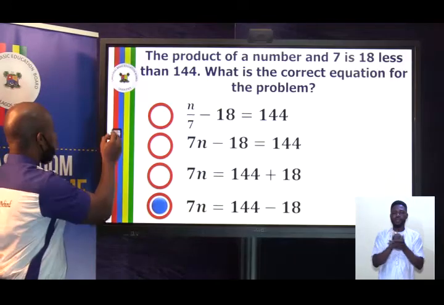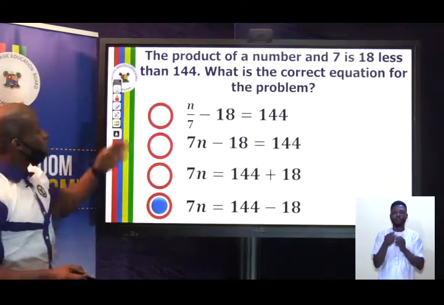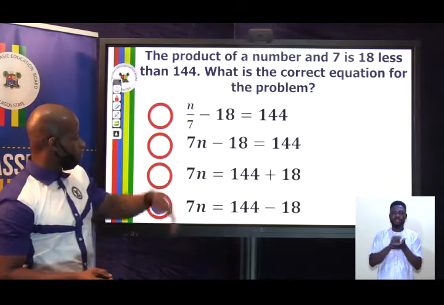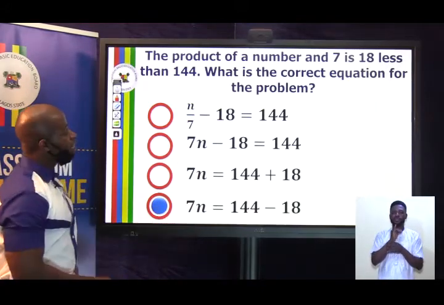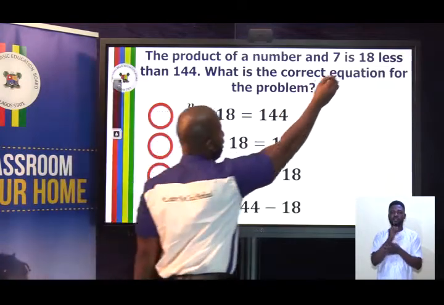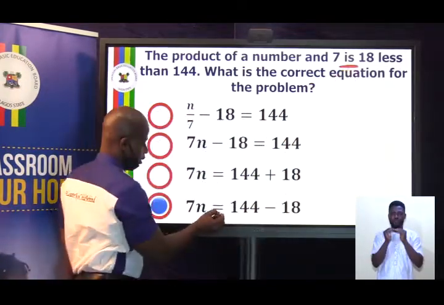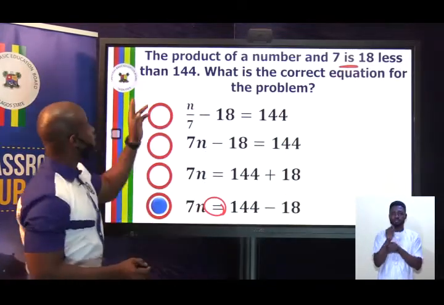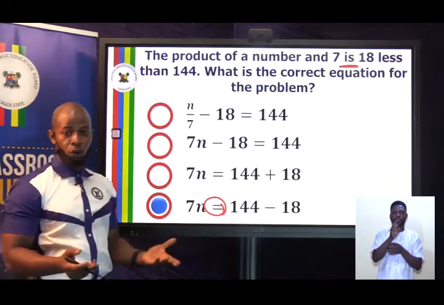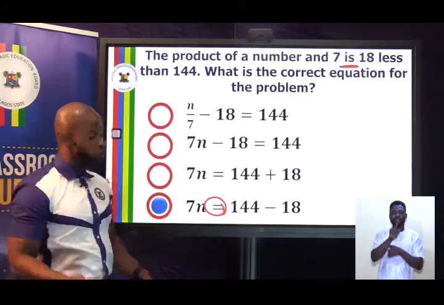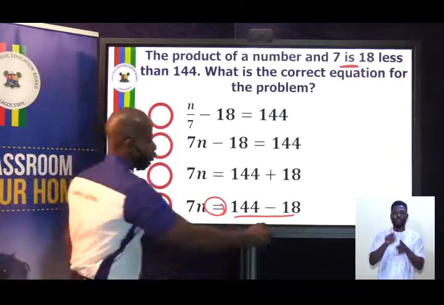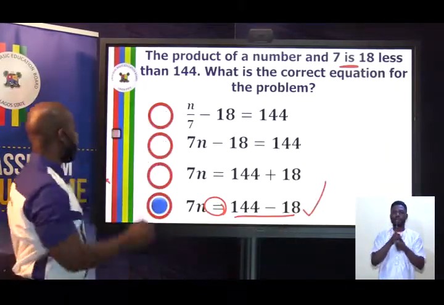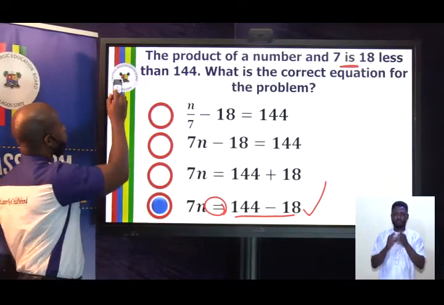Let's see why that is so. It says the product of a number and 7, that means 7 and a number, so 7n, is, that means equal to. Now it says 18 less than 144, that is remove 18 from 144, and that's why you have 144 minus 18, so this is the correct answer, my friend.